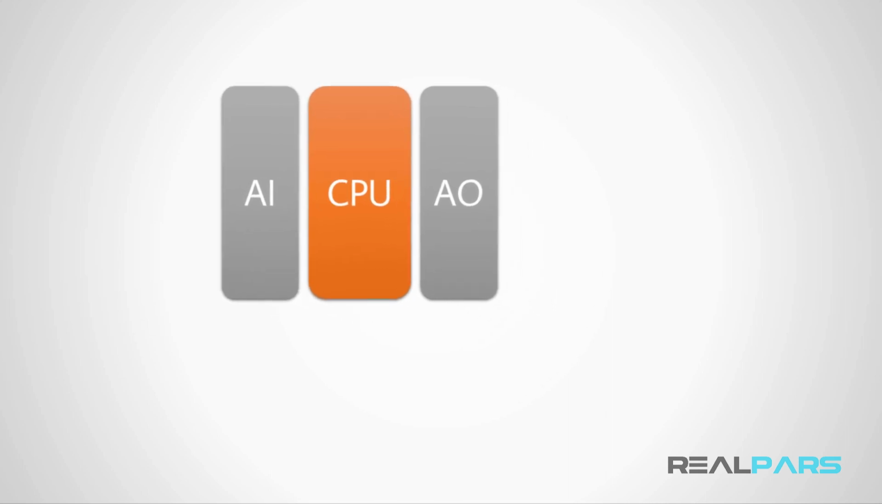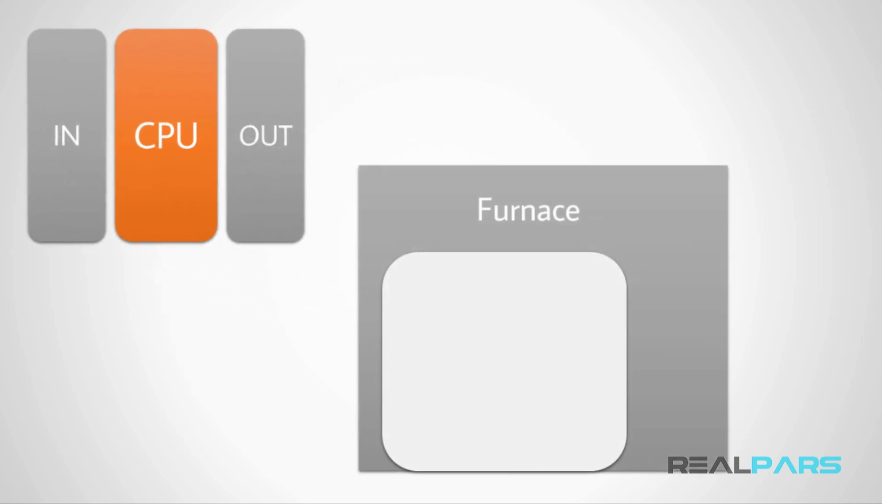Okay, suppose that we want to control the temperature of an industrial furnace by a PLC, meaning that we want to keep the temperature of this furnace within a certain range, such that the temperature won't get either lower or higher than that range.